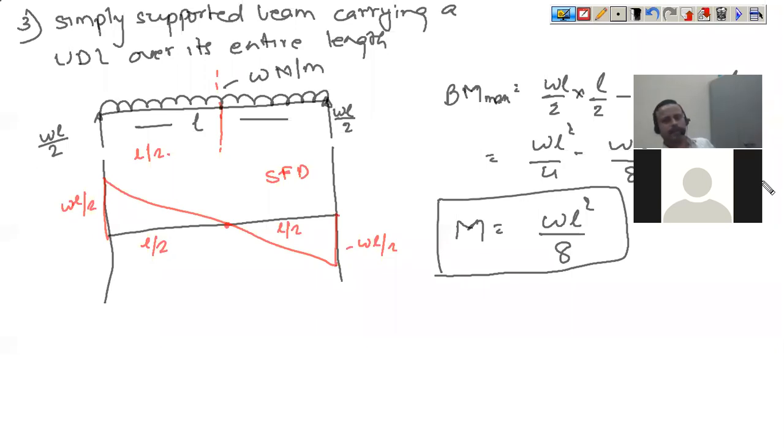For all other cases, you need to find out the reactions, draw the shear force diagram, draw the bending moment diagram, and then only you will get the maximum value of M.